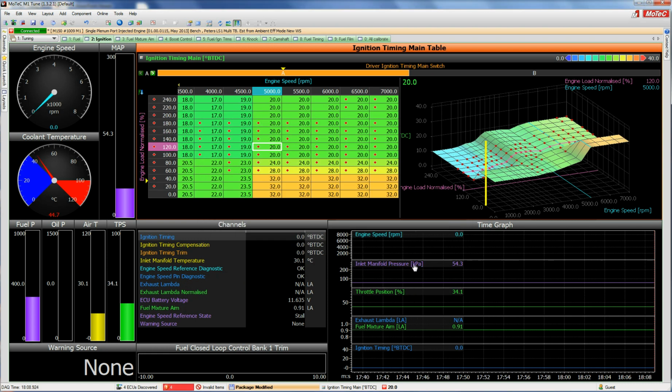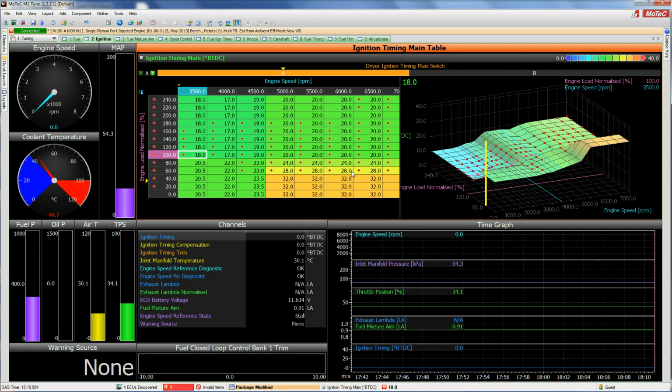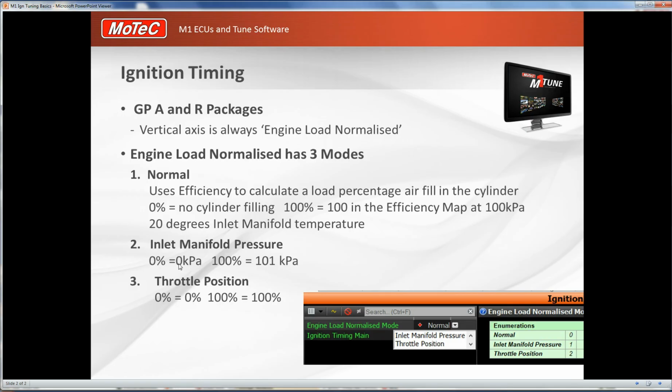OK, so now you'll see we have engine load normalized going up to 240%. Alright, so I'll go back to my example. And we're at the same boost now. Let's say we're at 1 bar of boost, so that's 200 kPa of inlet manifold pressure.